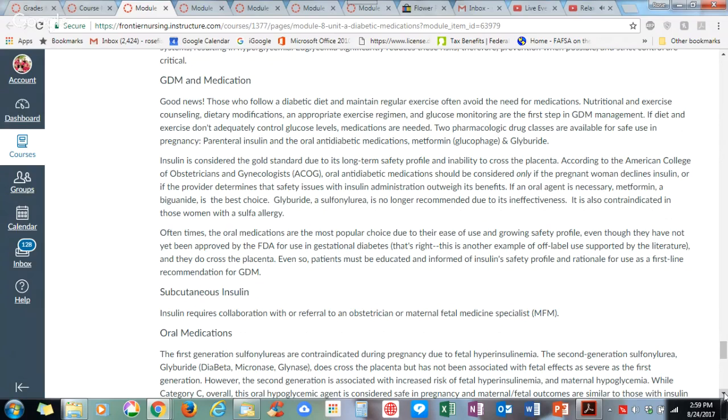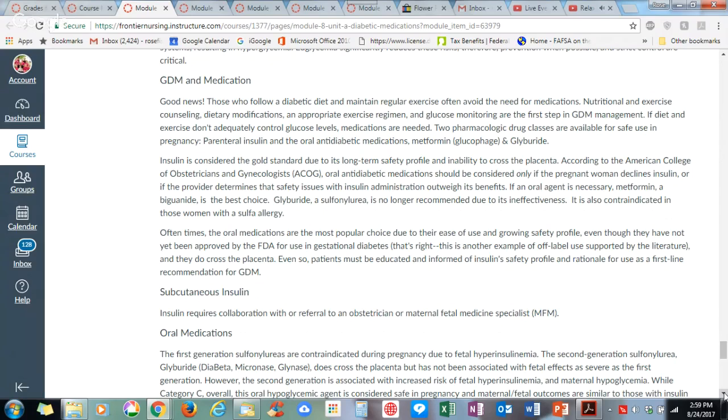If an oral agent is necessary, metformin, a biguanide, is the best choice. Glyburide, a sulfonylurea, is no longer recommended due to its ineffectiveness. It is also contraindicated in those women with a sulfa allergy.